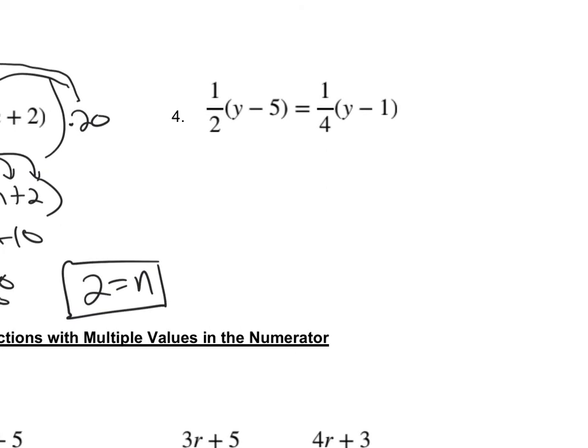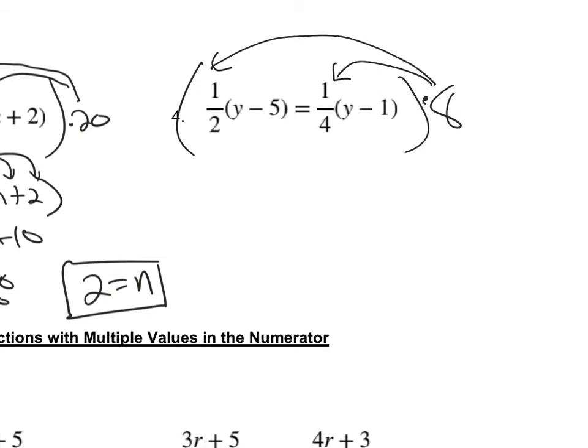Over here on number 4. Same thing, we want to kill the fraction. So we're taking the denominators 2 and 4, multiplying those together to give us 8. So we're going to multiply this entire thing by 8. So remember, we're just going to multiply that times the fractions out front. So 8 times 1 over 2 ends up giving us a 4. So we have 4 out front, and then in parentheses y minus 5. 8 times 1 over 4 ends up being 2. So we have the 2 out front. So now we've killed the fractions, and now we can just distribute and solve like normal.